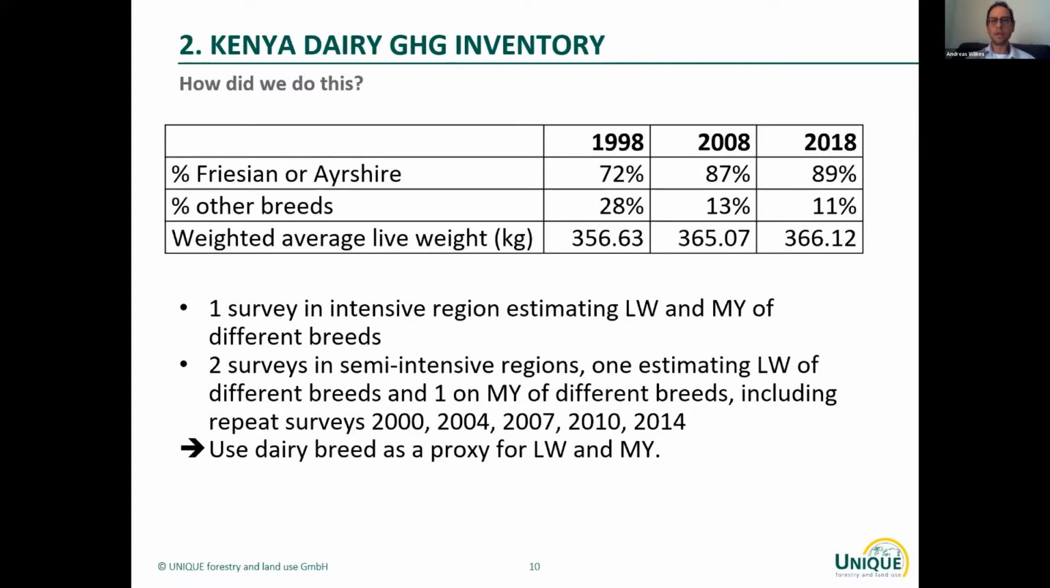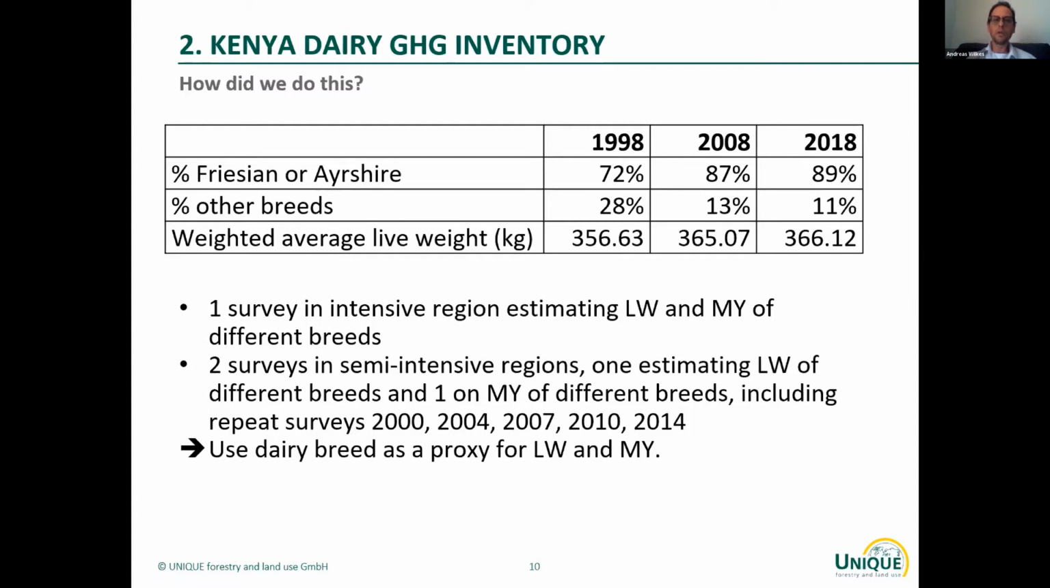To give an example, in the intensive system, we had 3 studies that estimated the live weight of different dairy cattle breeds. Luckily, they were spaced out at about 10-year intervals. And so from this, we were able to calculate a weighted average live weight. If you look at the figures here, it increases from 356 kilograms for adult cows in the late 90s to about 366, that's about 0.5% increase per year. When we went back to dairy experts to cross-check, is this plausible? They thought that's actually a plausible estimate of the trend over time.